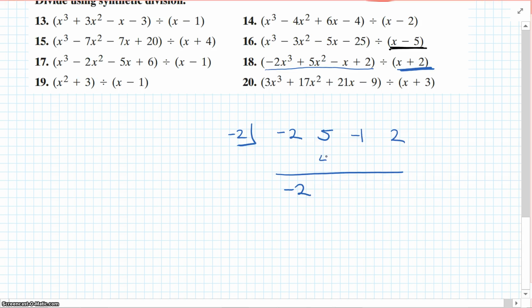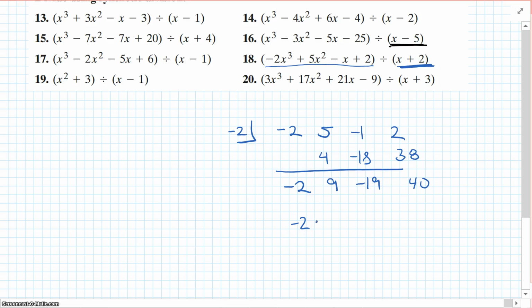-2 times -2 is 4. Add those together, you get 9. Multiply them, you get -18. Sum them, you get -19. Multiply them, you get 38. Sum them, you get 40. So you're going to get -2x squared plus 9x minus 19, and now we have a remainder of 40.